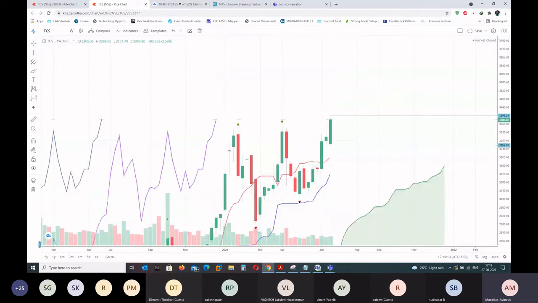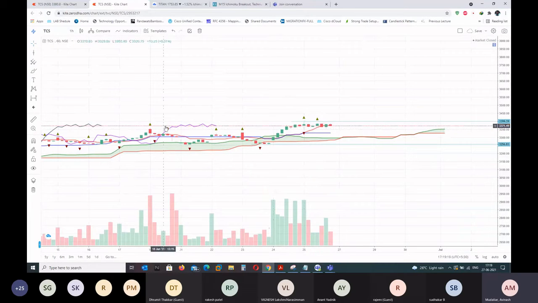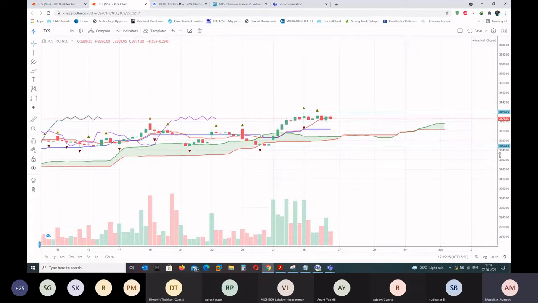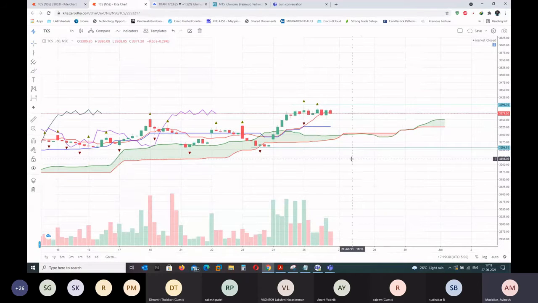So here you can see this is a 52-week high. The same concept, the 52-week high, you can use in any time frame. That way you will know whether the stock is trending or not trending.